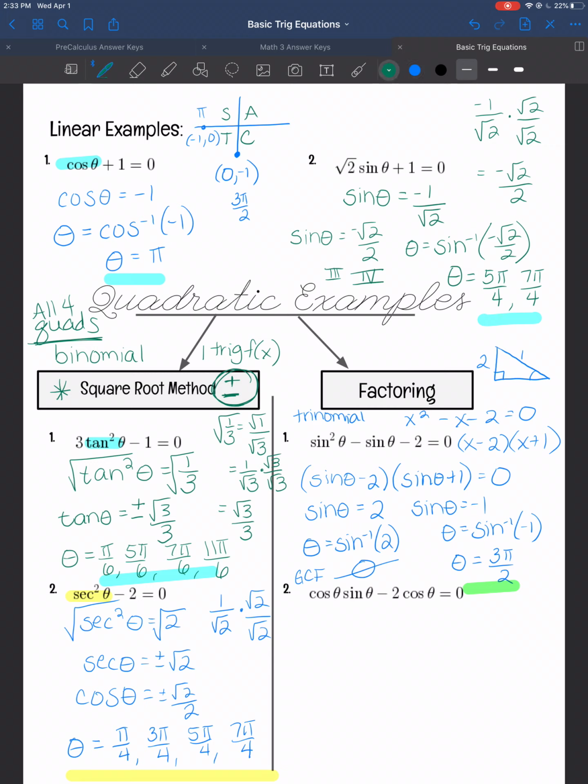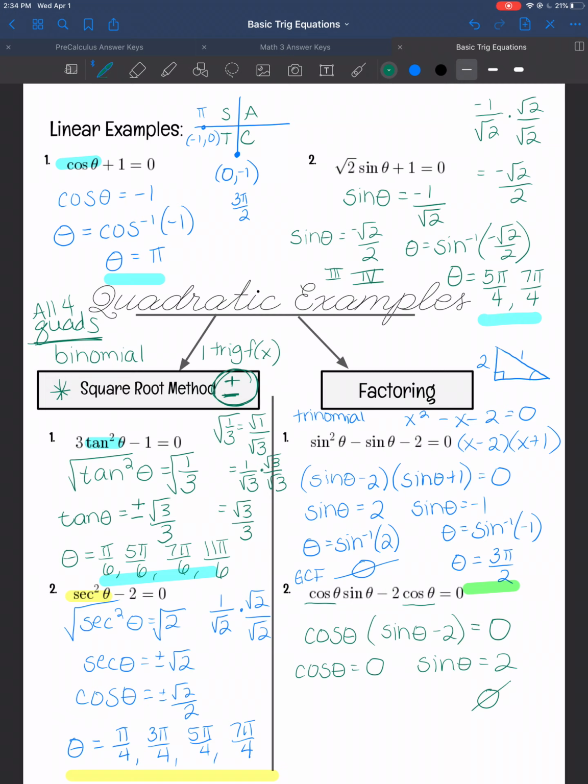All right, final example. Hope everybody's still with me. We are going to do GCF factoring for it. You see both terms have a cosine, so I'm going to factor out a cosine, which leaves me with sine theta minus 2. And then once again, you're going to set both factors equal to 0. So cosine theta equals 0. Sine theta is equal to 2. Once again, inverse sine of 2 gives you no solution, so that side, no answer.